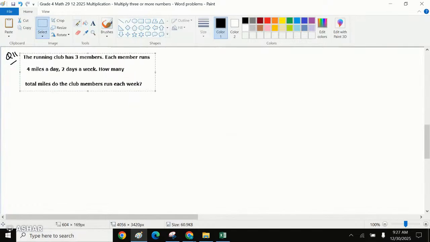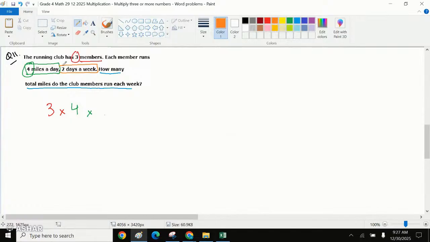The running club has 3 members. Each member runs 4 miles a day. And they're running twice a week. How many miles total do the club members run each week? So we know that there are 3 members running 4 miles a day, right? They're doing 2 days per week. That means 2 days per week because they're asking about each week. And the total becomes?